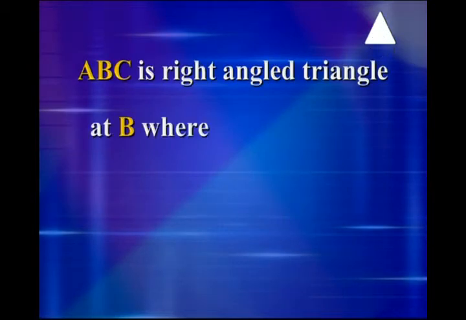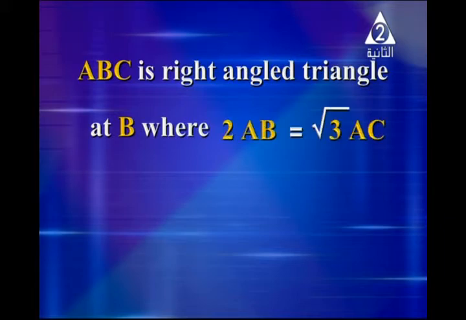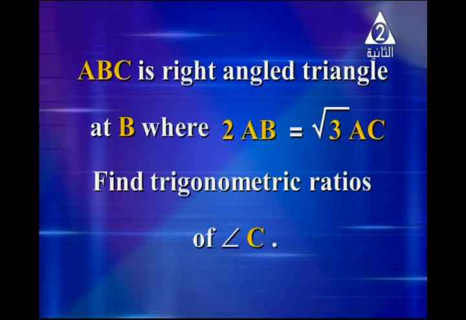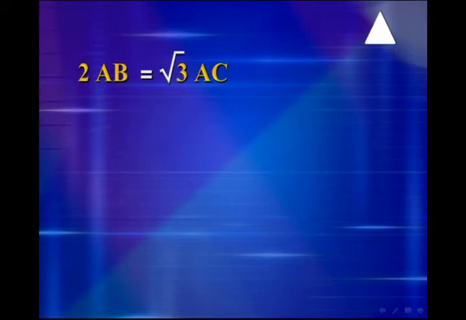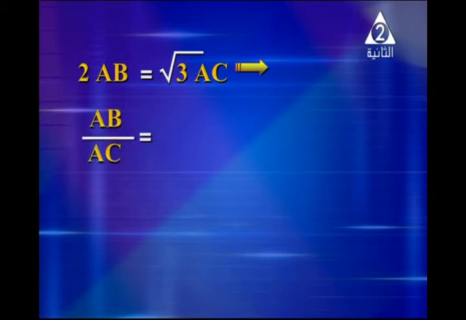ABC is a right angle triangle at B, where twice AB equals square root 3 AC. Find all trigonometric ratios of the angle C. First of all, you know that 2AB equals square root 3 AC. Can you find a ratio between AB and AC? Of course, yes. So AB over AC equals square root 3 over 2.